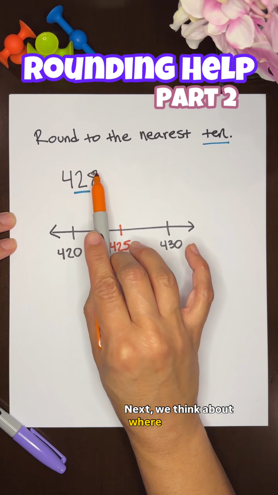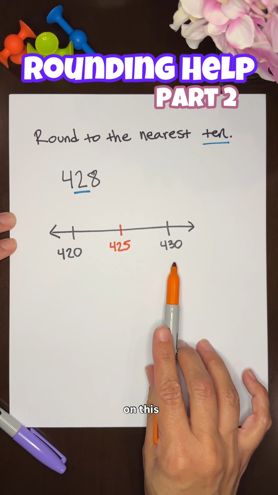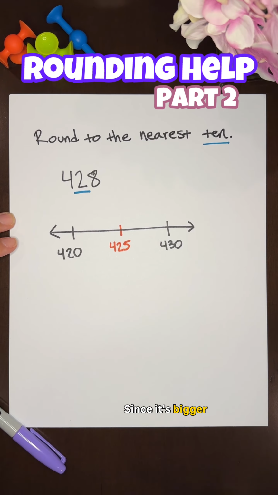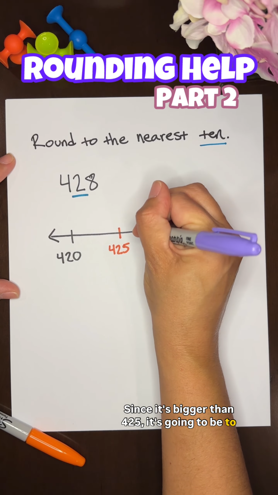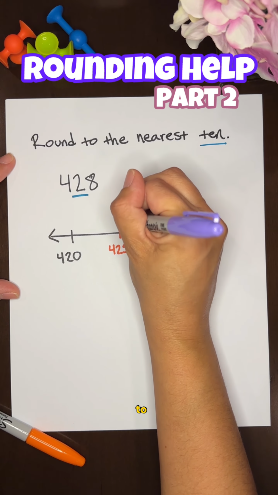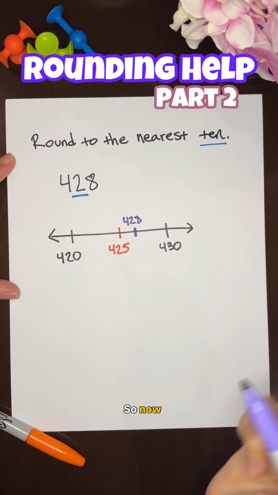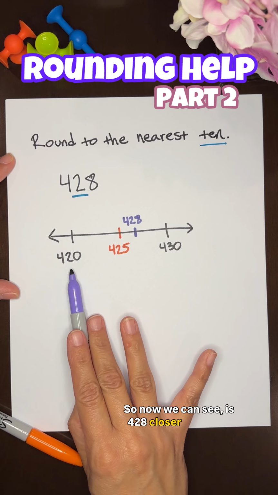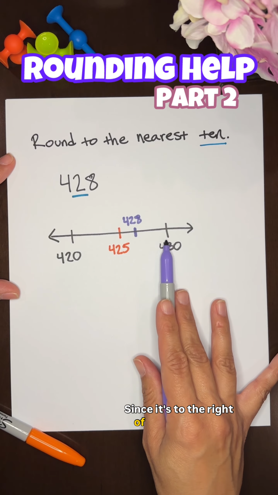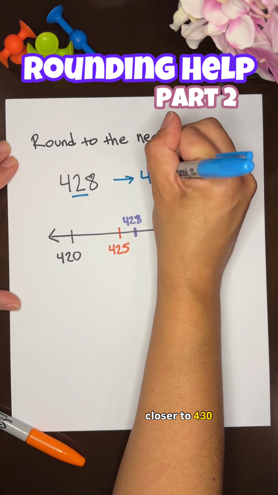Next, we think about where 428 falls on this number line in relationship to the numbers we already have. Since it's bigger than 425, it's going to be to the right. Now, I don't know why I drew the line right there. Probably should have been a little bit closer to the 430, but it doesn't matter. So now we can see, is 428 closer to 420 or closer to 430? Since it's to the right of the middle, it's closer to 430.